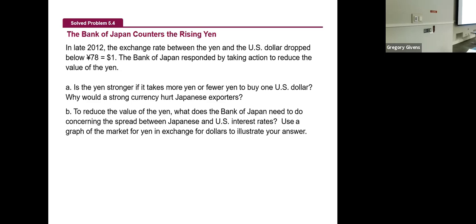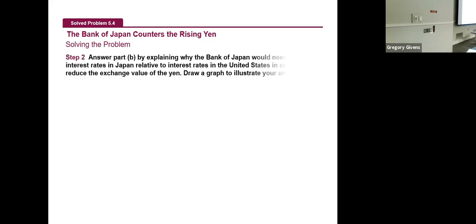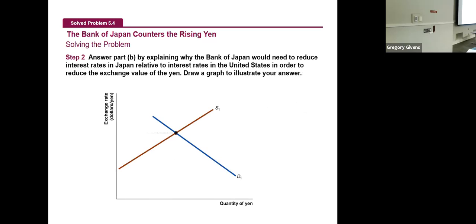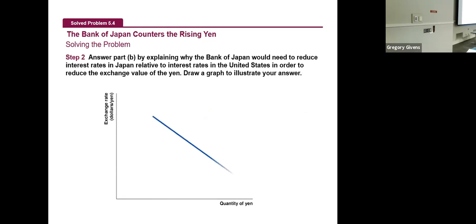Okay, here's the analytical part of this question. To reduce the value of the yen, what does the Bank of Japan need to do concerning the spread between Japanese and US interest rates? I want you to use a graph of the market for yen in exchange for dollars to illustrate this. So on the next slide, it's the same picture that we've been talking about earlier, except now we have, hopefully... I did not graph this ahead of time. So I don't want to show you, we'll just talk through the answer together since I'm kind of running out of time.